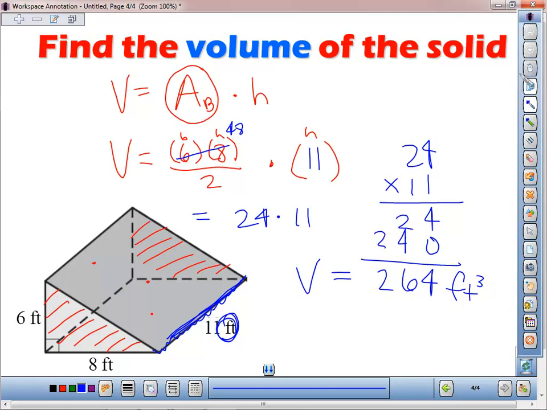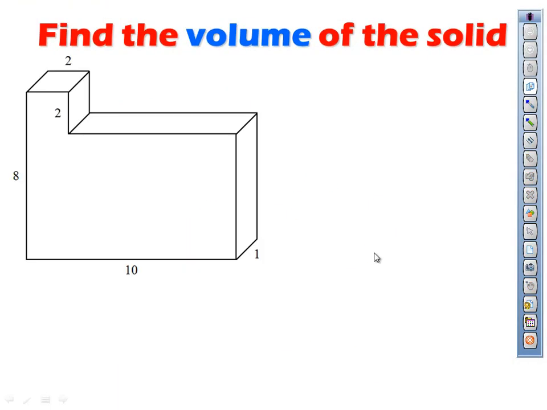Okay, we have one last problem to try, and then we're going to switch to a different 3-dimensional solid. Okay, so here is our last figure right here, and then we'll switch to the other thing we have to study today. Okay, this one says find the volume of a solid. Now, is this one even a prism?